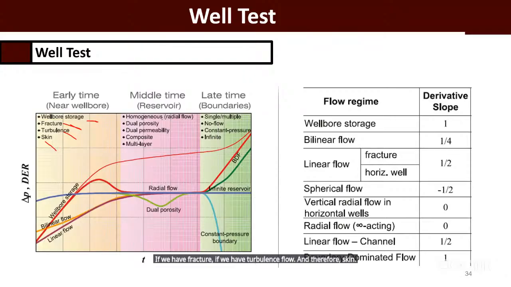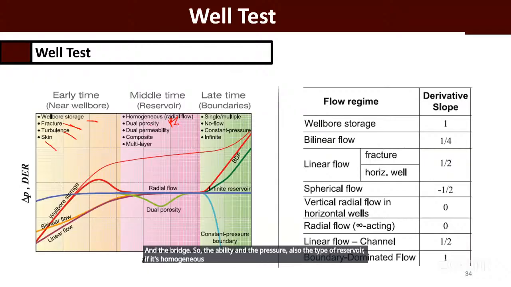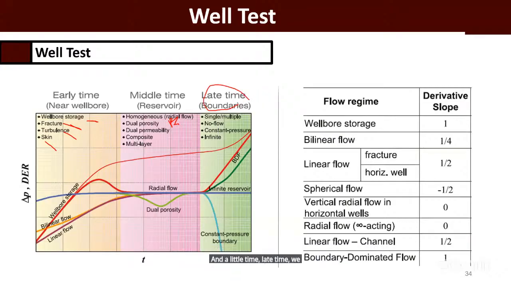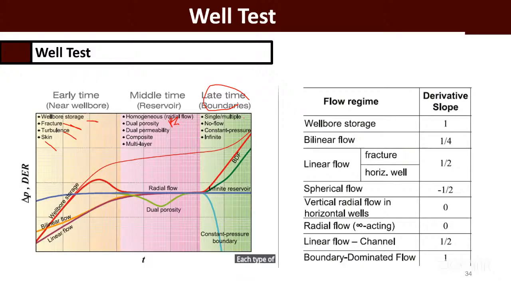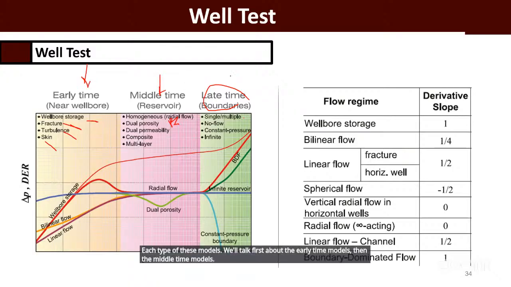In the middle time region, we can have the permeability and the pressure, also the type of reservoir: if it's homogeneous, dual porosity, dual permeability, composite reservoir, or multi-layer reservoir. And in the late time, we can have the boundaries, single boundary or multiple boundary, a closed system, constant pressure or not. And we are going to talk in detail about each type of these models. We'll talk first about the early time models, then the middle time models, then the late time models.